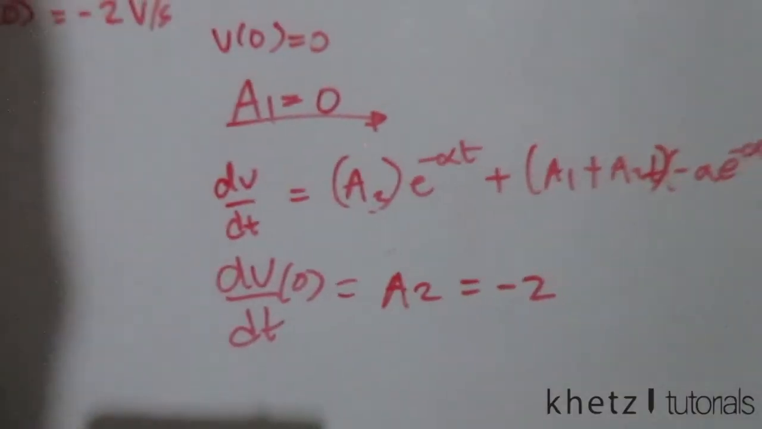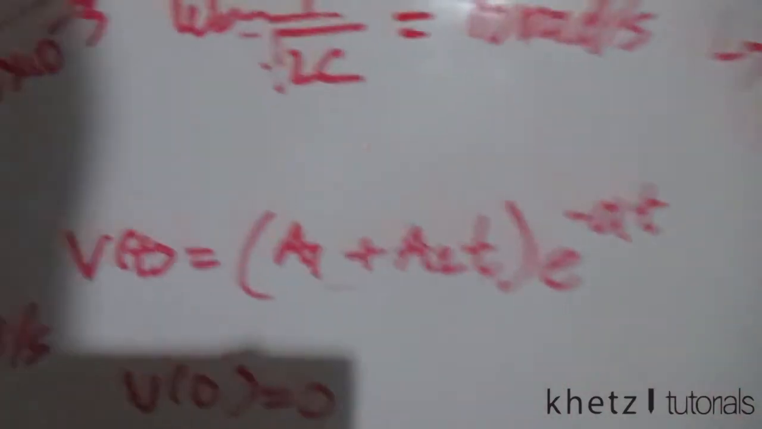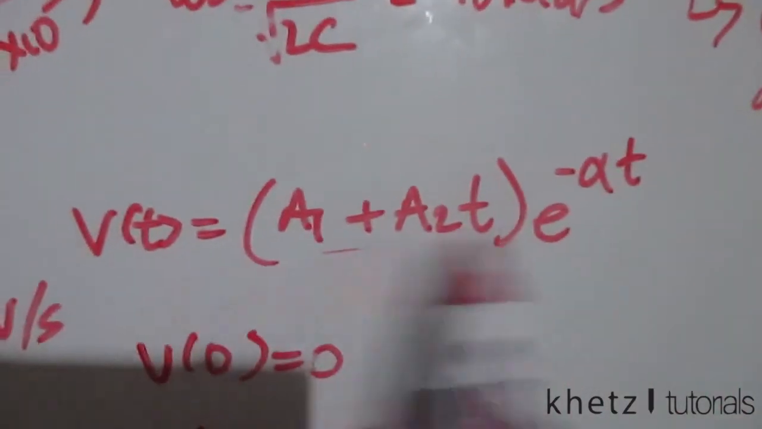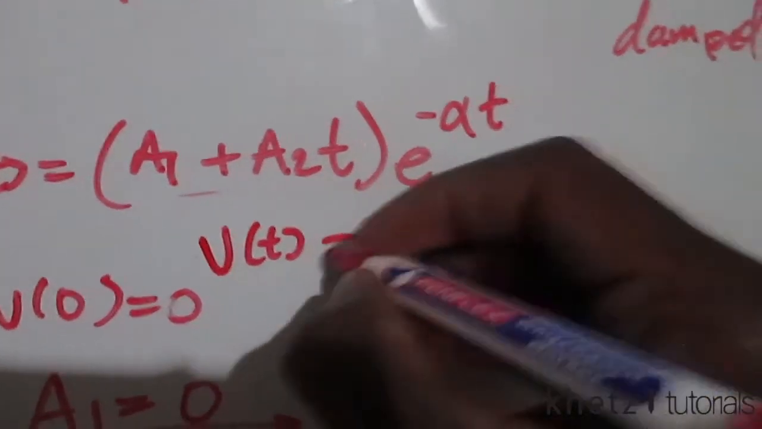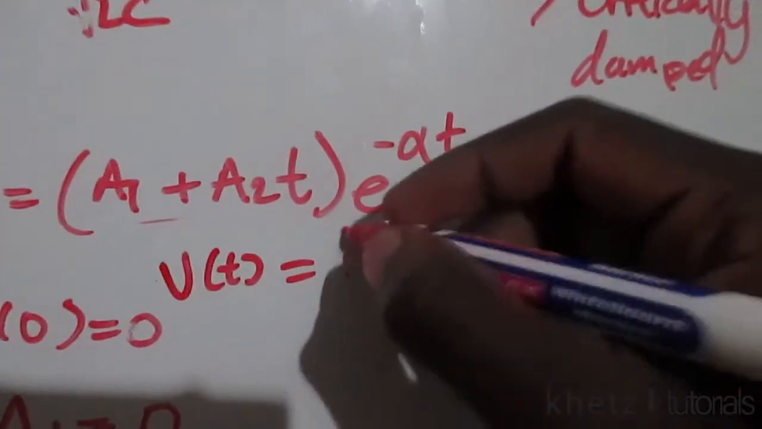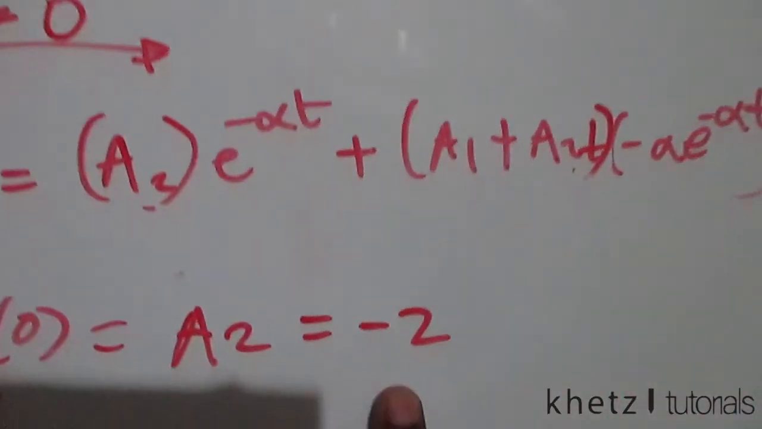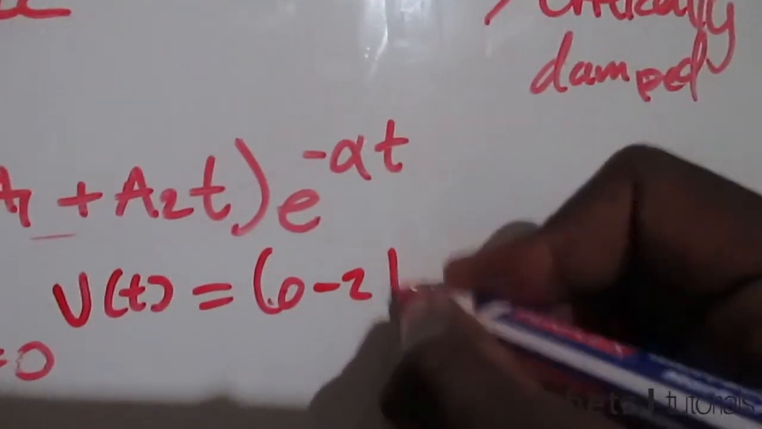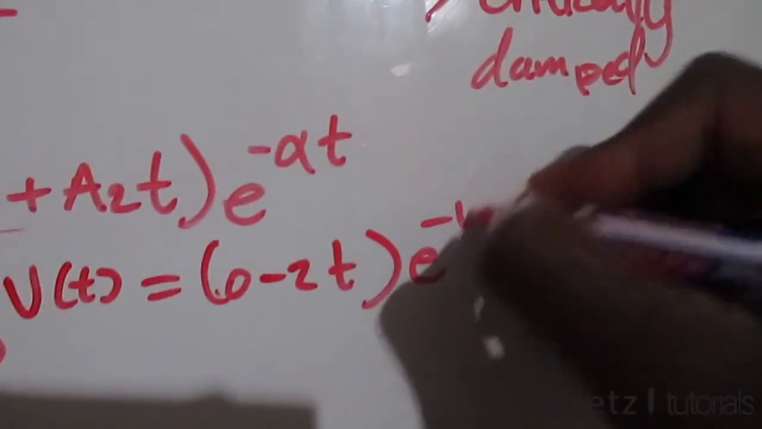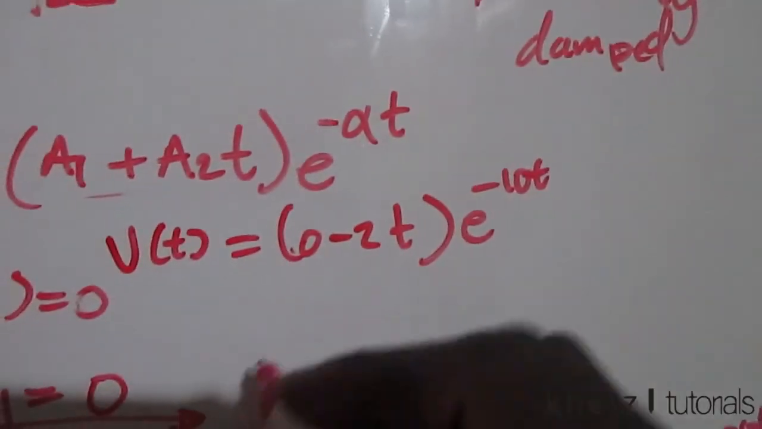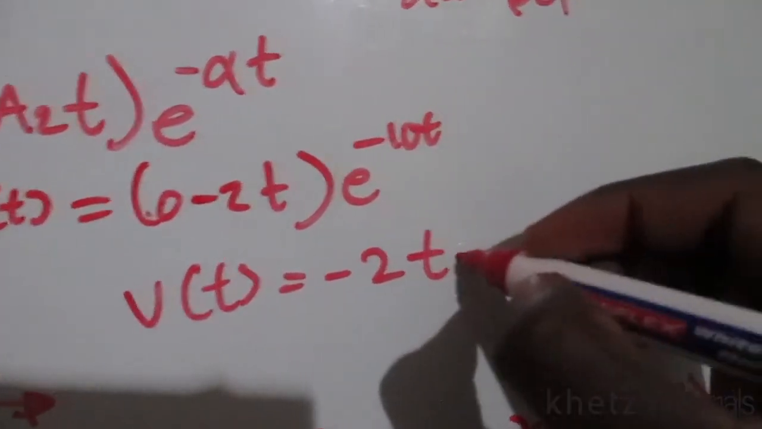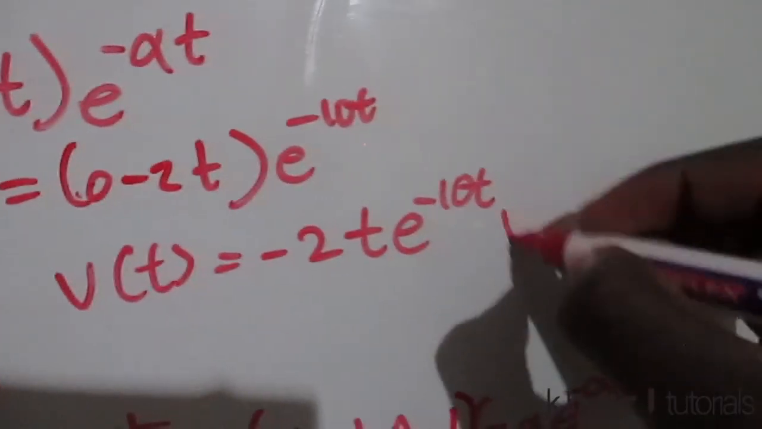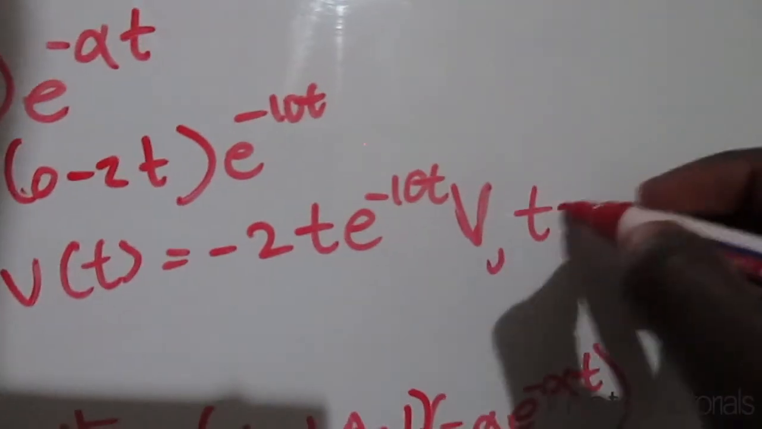So now I have both coefficients, and we're going to conclude by substituting the coefficients into the general formula. Our final answer for v of t is equal to A1, which is 0, then A2, which we found to be negative 2 times t, and our damping factor is 10, so that is what we substitute. And therefore, v of t is equal to negative 2t e to the minus 10t volts for time greater than 0.